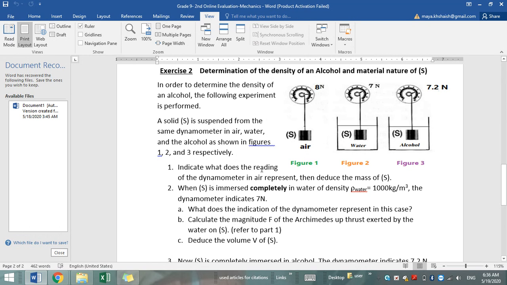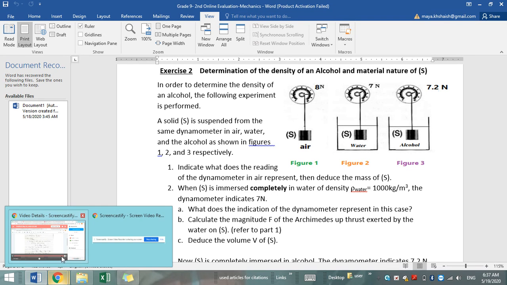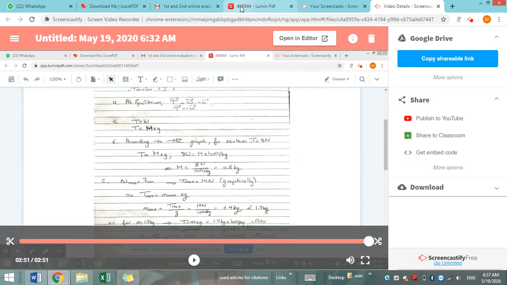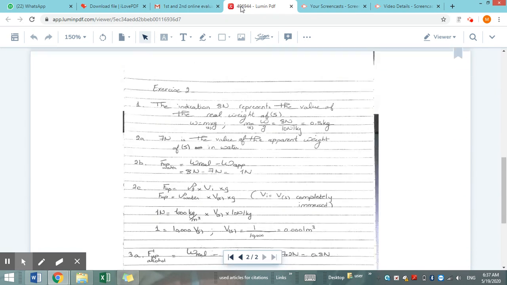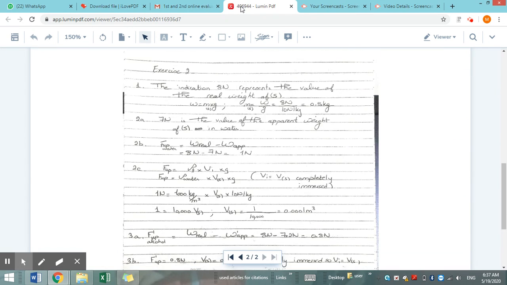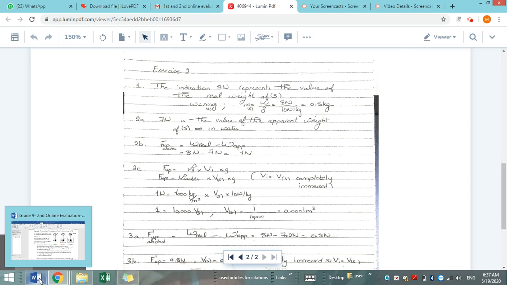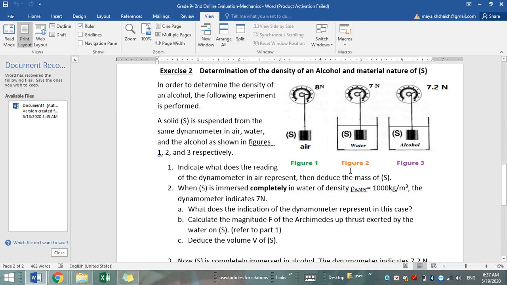Indicate what the reading of the dynamometer in air represents and deduce the mass of S. The indication here, which is 80 Newton by the dynamometer, represents actually the real weight of the solid S. So this is written here. The indication 80 Newton represents the value of the real weight of S. Then the question is to deduce the mass of S.